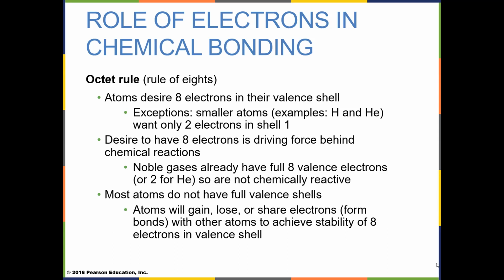Now, the rule of 8s says essentially that an atom wants to have its valence shell filled up. And the valence shell is its outer shell. Whatever the outer shell is, whether it is hydrogen with 1 electron in its only shell, that's its valence shell. Carbon has 2 shells. The second shell, the one with 4 electrons in it, is its valence shell.